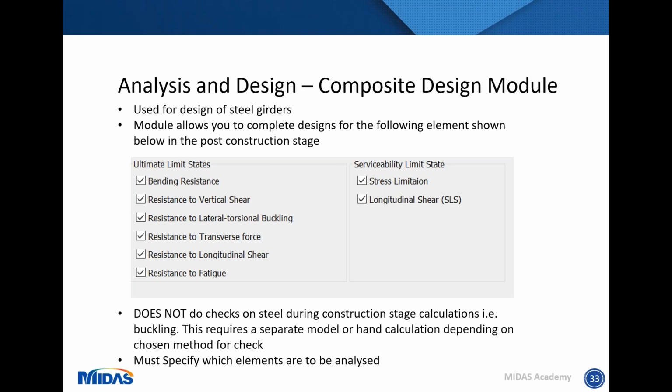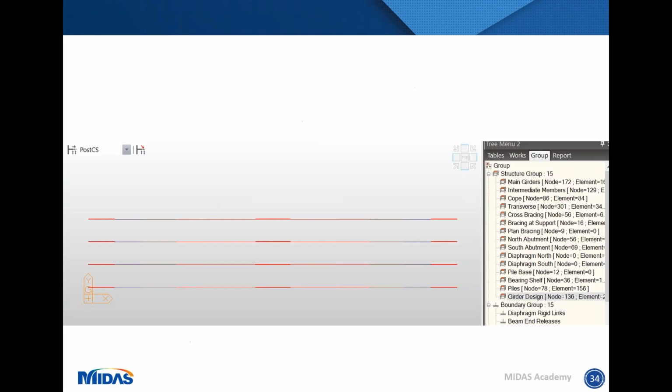And as I said earlier, the verification of the steel during the construction stages was done externally through a hand calc. When you're using this particular module, it doesn't necessarily do the buckling checks on the steel, but the analysis and the results that you get from the static load cases are pulled through the model. And in addition to this, you need to specify the elements that you want to analyze. So this comes back to the group function that I was mentioning earlier on.